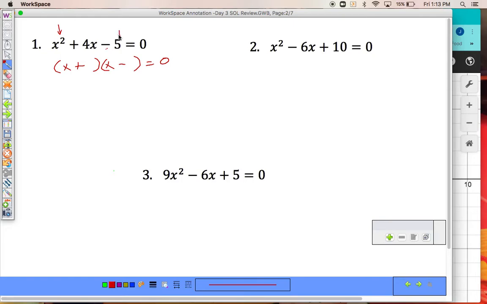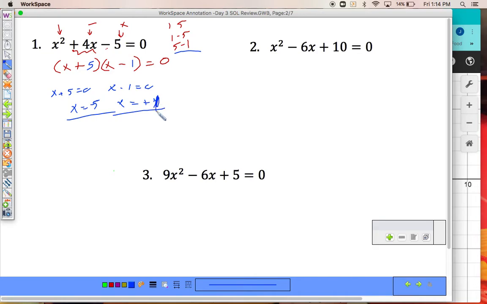Now, I need 2 numbers that multiply to give me 5, and not add, I'm sorry, subtract, since your signs are different, to get 4. I have 1 and 5. It's the only factors of 5. So since my signs are different, do I want 1 minus 5 or 5 minus 1 to get my positive 4? I'm going to choose positive 5 and a negative 1. Next, set them equal to 0. I get x equals negative 5 and x equals a positive 1. Those are my 2 answers.